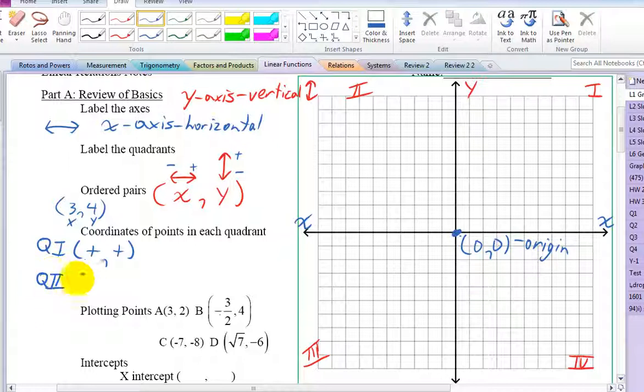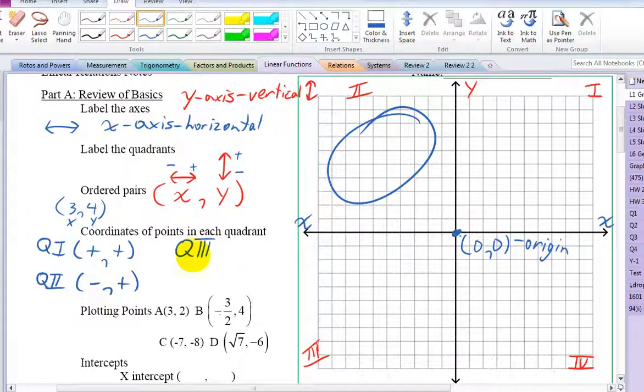Quadrant 2. So quadrant 2 is over here. What kind of y and x values will we have? Dion? X value will be negative, y value will be positive. Please right now do quadrant 3 and quadrant 4. Go.